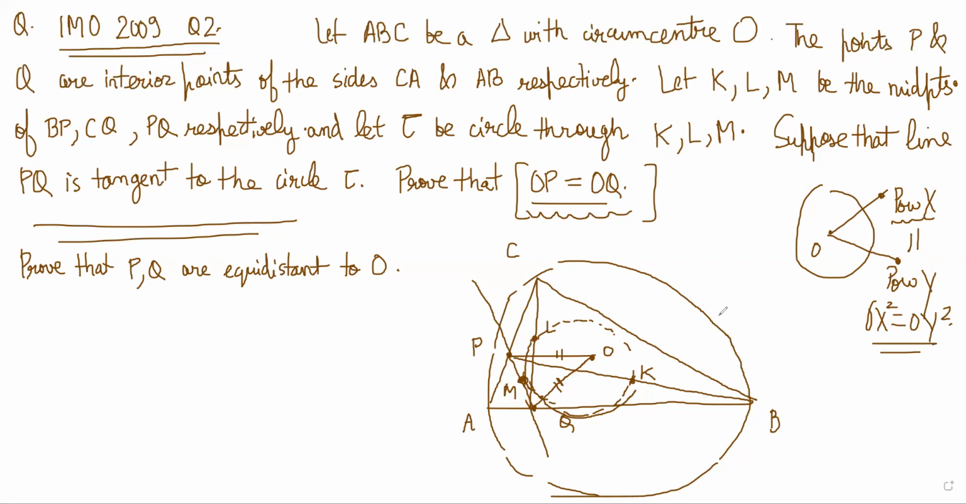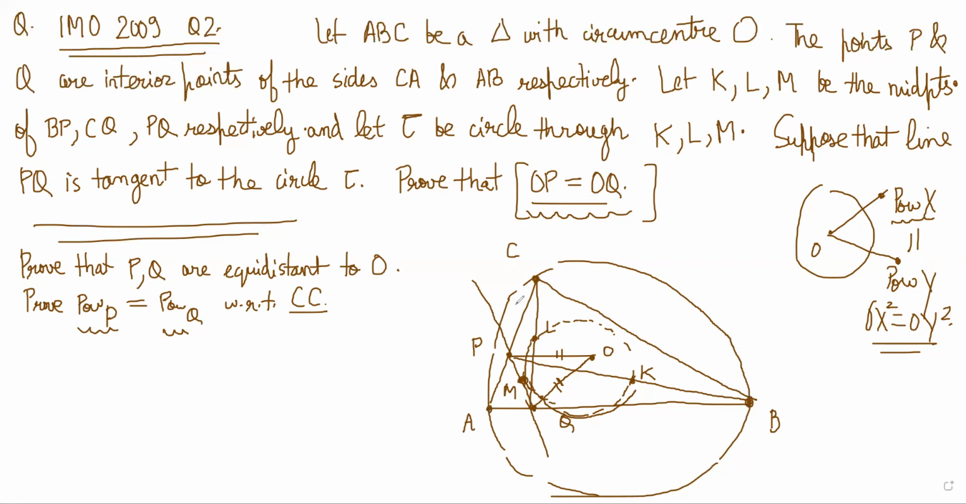Correct. So what we need to prove is that the power of P is equal to the power of Q with respect to the circumcircle. Now think about it. This power of a point, if it was a chord, like P is lying on a chord on the circumcircle, right? P is part of the AC chord, and Q is part of the AB chord, right?